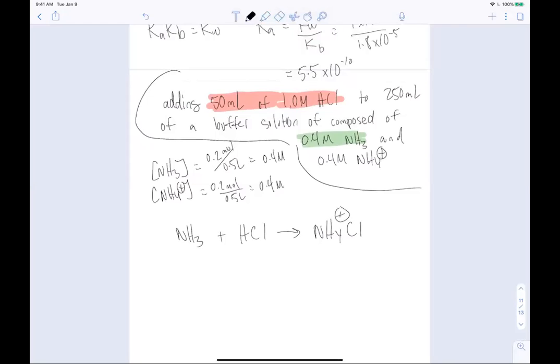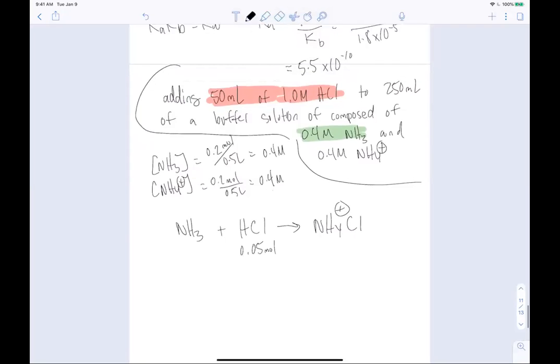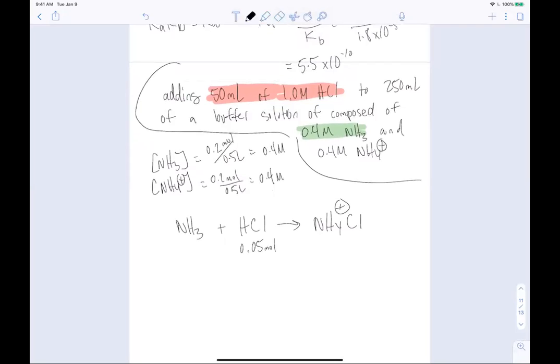So here again, it probably makes sense to back things out into moles. So 50 milliliters of 1 molar HCl. If we want to know how much that is in terms of moles, it's moles per liter, so you just want to multiply those numbers. It's going to be 0.05 moles of this.